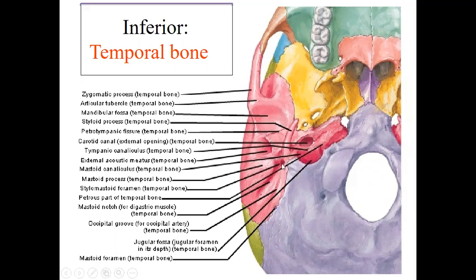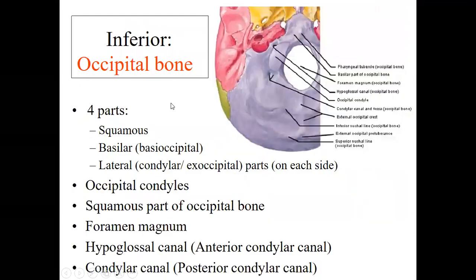Posterior to the styloid process, we have the stylomastoid foramen. The remaining part you can see on your own later. We have the petrous part of the temporal bone, and we also have the mastoid notch. You can see here, this is the mastoid notch. These are the important bone landmarks that you have to know.